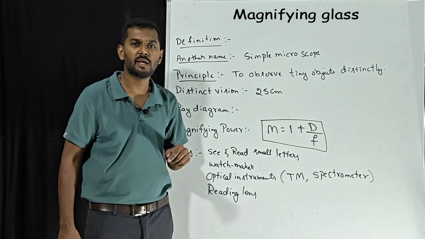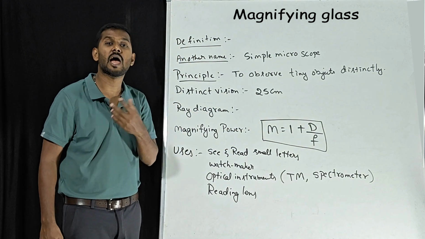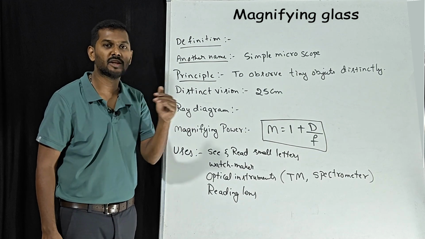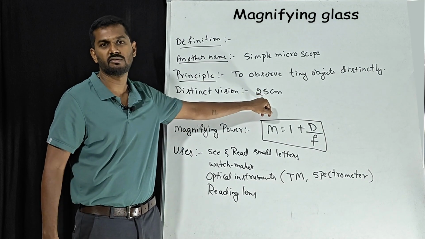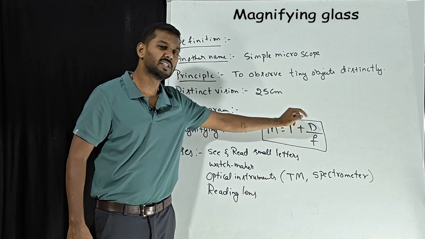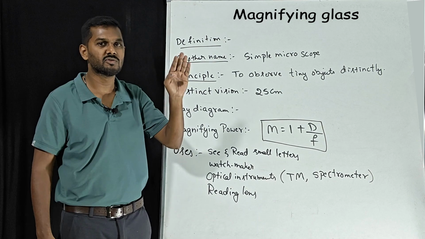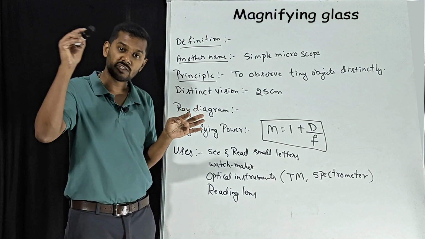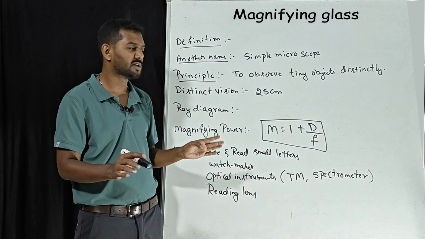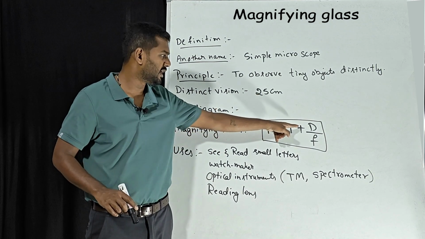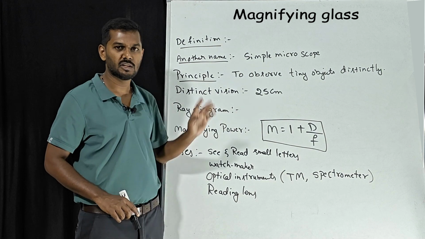Next, D. Many students will think it's a diopter, the unit of power. No, completely wrong. That is nothing but the distance of distinct vision. That is why we learnt distinct vision. So D is nothing but distinct vision. Most of the cases the distinct vision will be mentioned in the question. If it is not mentioned, you have to take it as 25 centimeter. 99% of the time 25 centimeter is the distinct vision. If not, they'll mention it in the question.